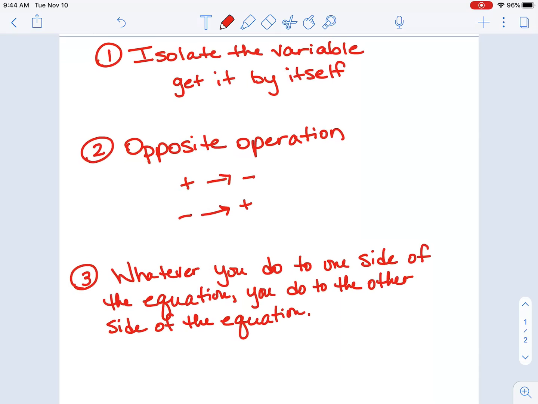These three things never change, no matter what. That's why algebra's not hard, guys. These three things never change, no matter what kind of numbers, nothing. And so I want to prove that to you today with decimals.